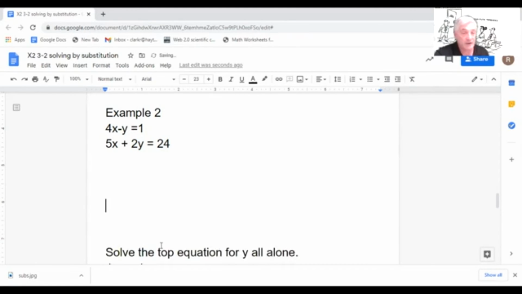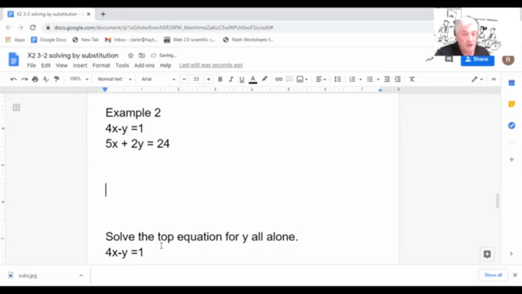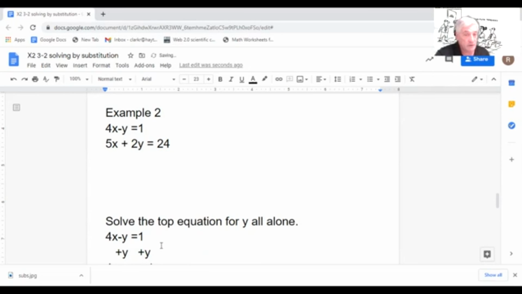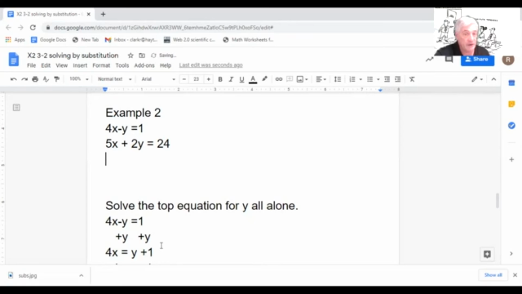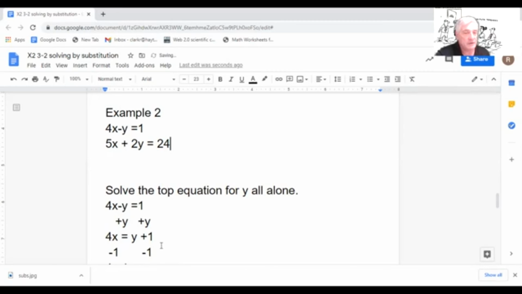So let's see what I have down here. Solve the top equation for y all alone. What do we do? We add y to both sides. Then we get 4x is equal to y plus 1. We all know the opposite of add 1. Subtract 1 from both sides.